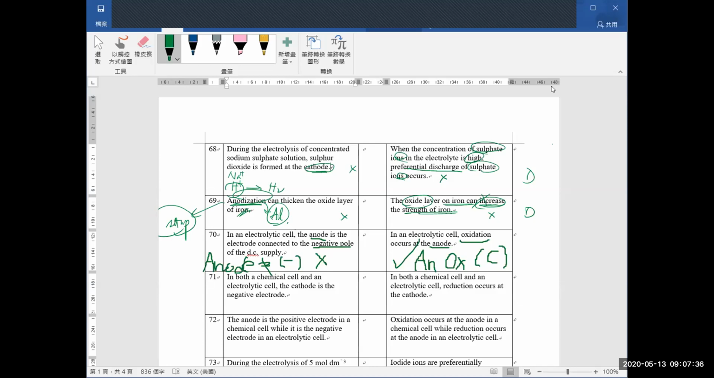How many of you can manage to draw the setup of anodization of aluminium? If yes, put a tick. If not, a cross. Just one. Two. How about the others?